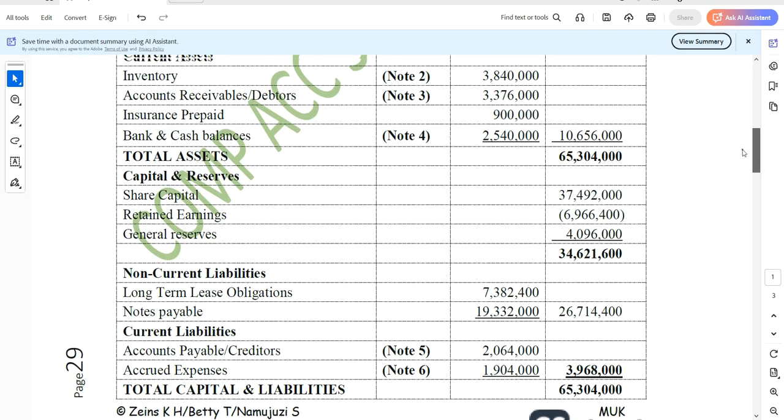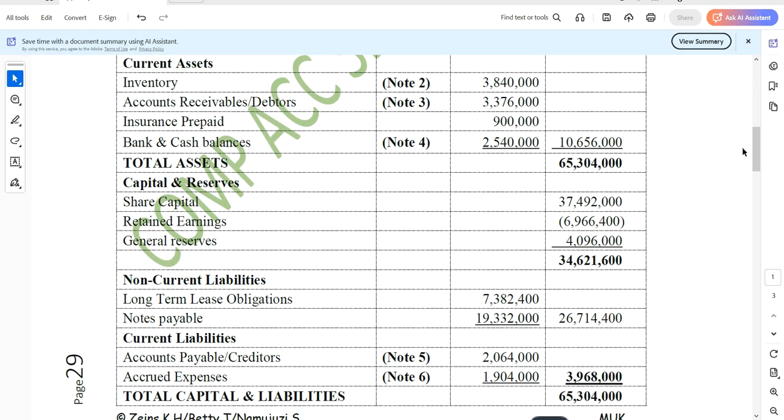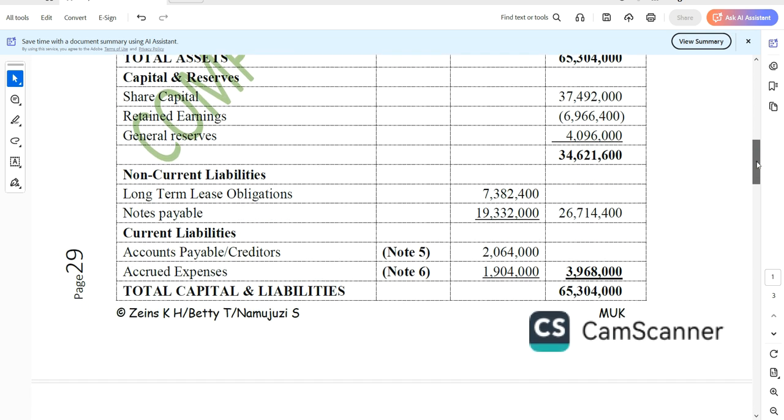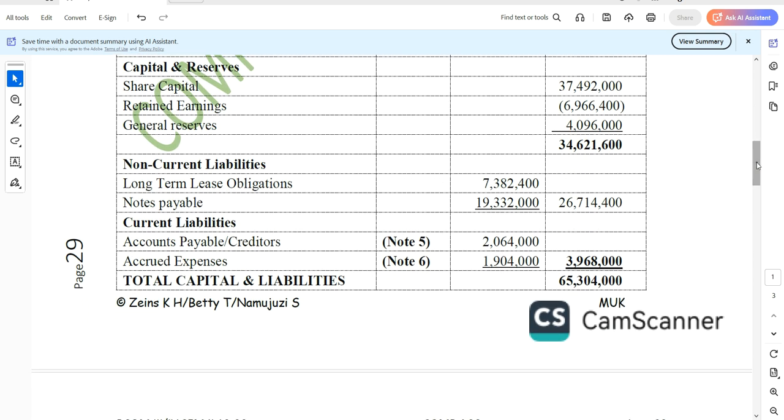So go back to the balance sheet. Current assets, inventory, receivables, insurance prepaid, bank and cash balances, all these have been entered. Now equity and reserves. You have share capital, retained earnings, then you also have the general reserves. Create ledger accounts for all these.